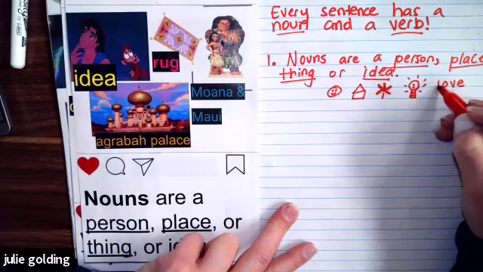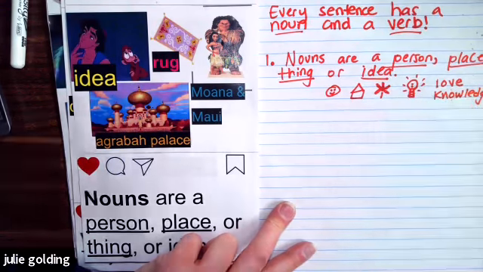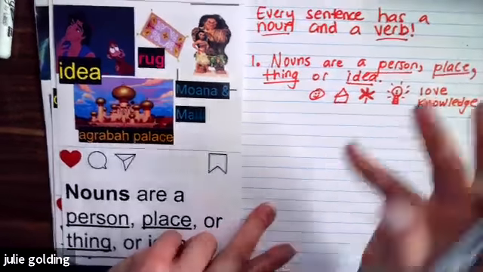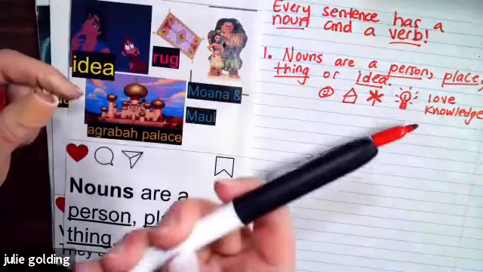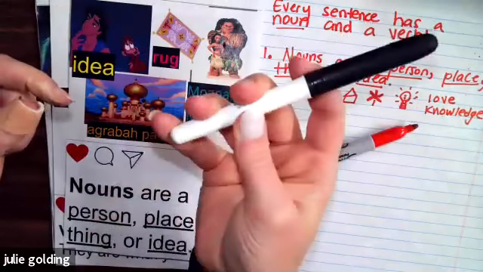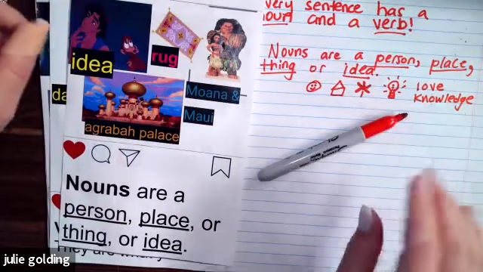The other thing is knowledge. Again, this is an idea. It's not something that you can see. You can't pick it up like you can with this marker. I can just pick up this marker. It's a thing. Knowledge is an idea or a concept.